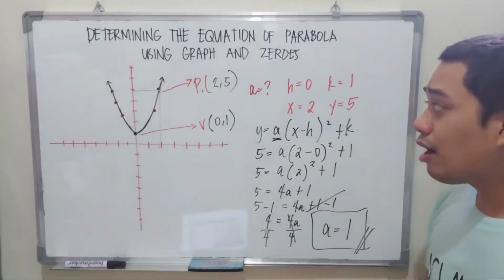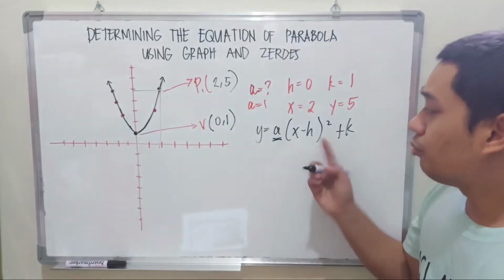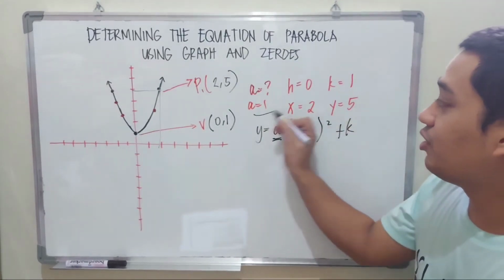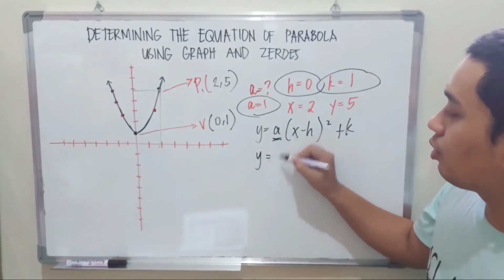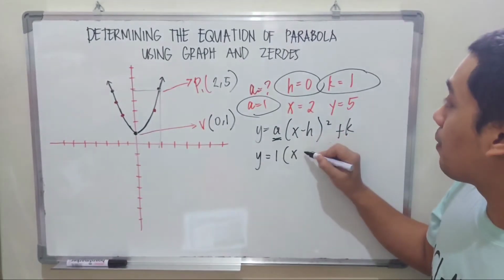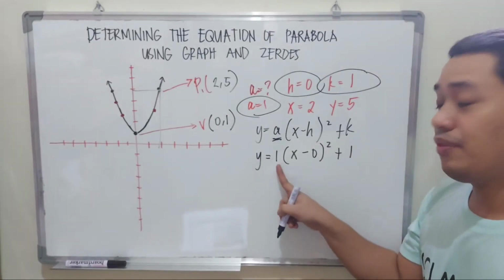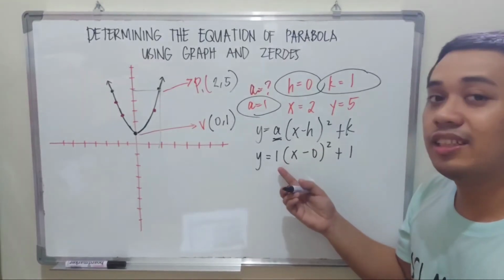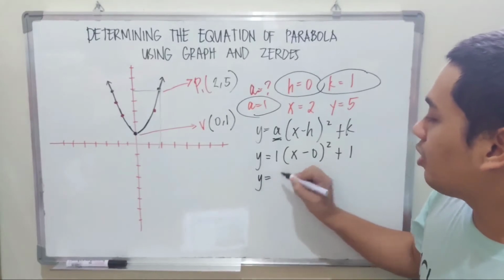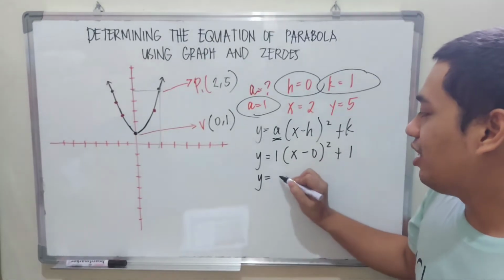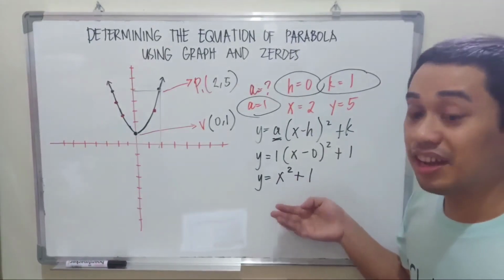So, meron na tayong nakuhang value ng a, which is a daw equals 1. So, magsasubstitute na tayo since na-solve na natin yung a, h, and k. Then, this will become y is equal to a, then (x minus 0) squared plus 1. Simplify, pwede na nating i-disregard yung 1 since coefficient na hindi na isulat ay equal din naman sa 1. So, y is equal to x minus 0, edi x lang squared plus 1. Then, this will be our final answer.